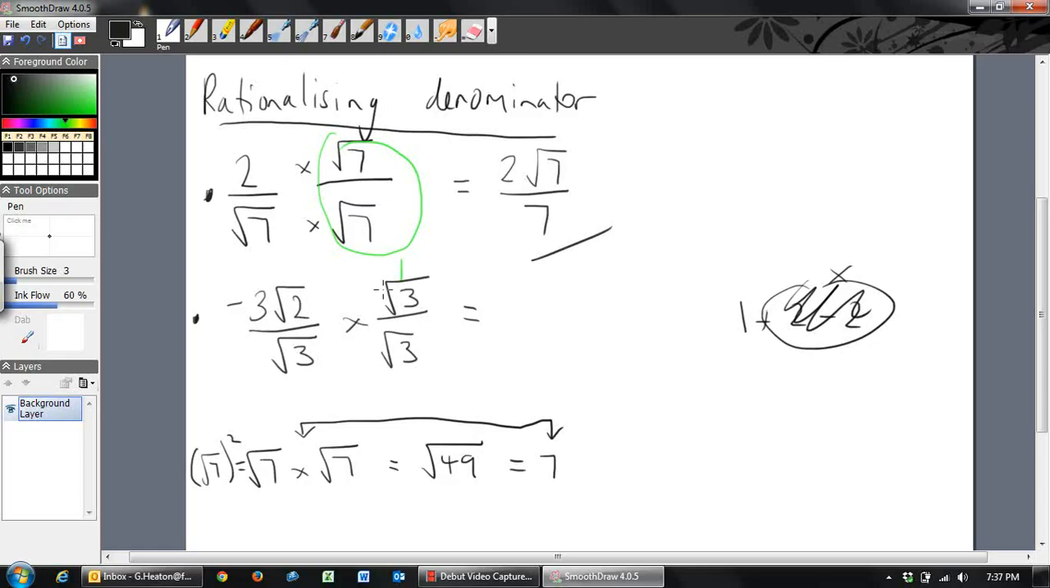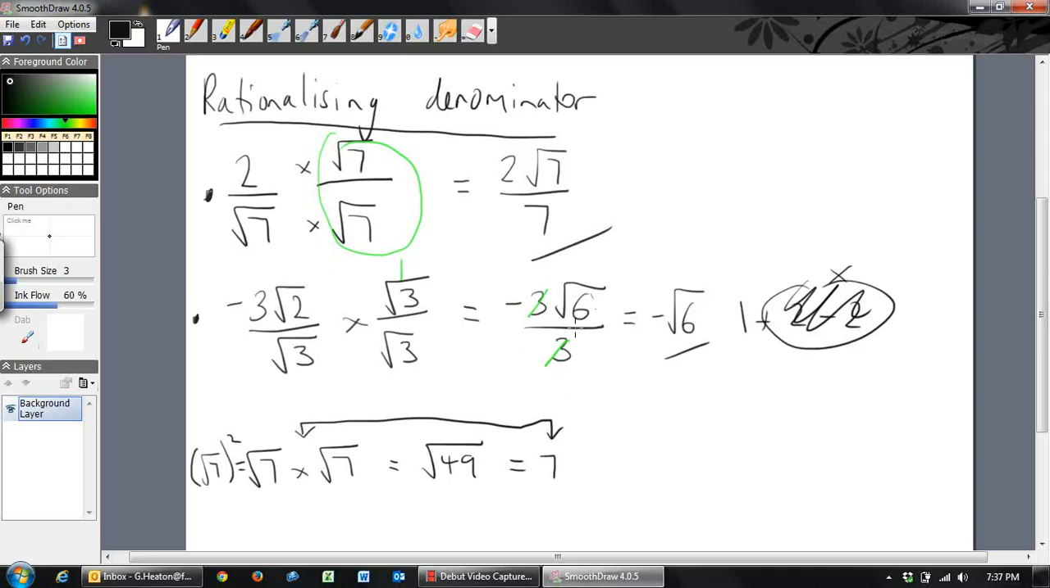What's negative 3 root 2 times root 3? Well, we've got this negative 3 at the front. And then what's root 2 times root 3? Well, that's root 6. Okay, so that's the top line. And what's root 3 times root 3? That's just 3. Are we done? No, because we've got a bit of cancelling to do here. So this 3 cancels out with that 3 on the bottom line. And so you end up with negative root 6. And that's our answer there.